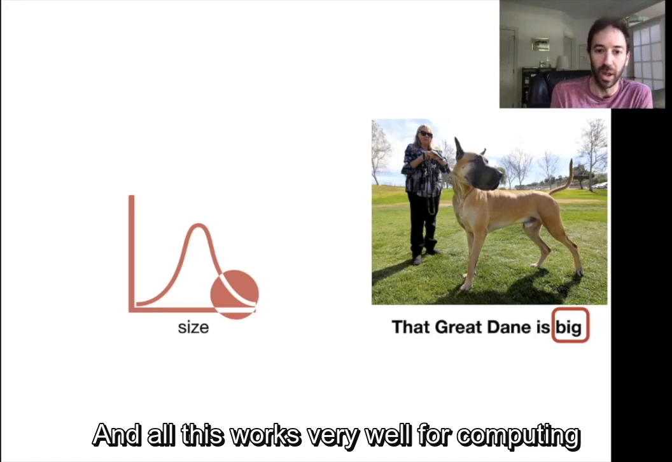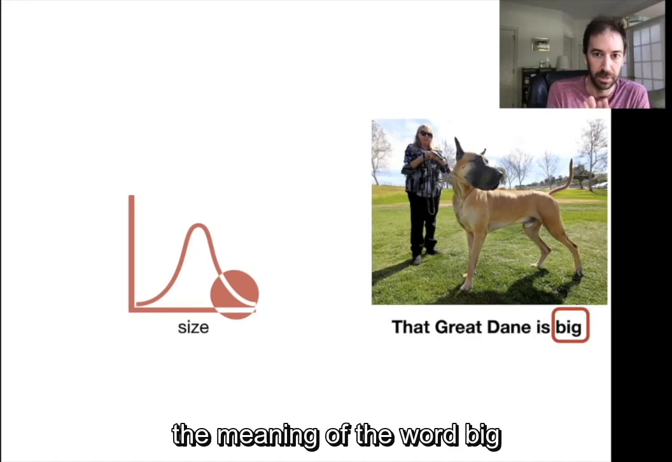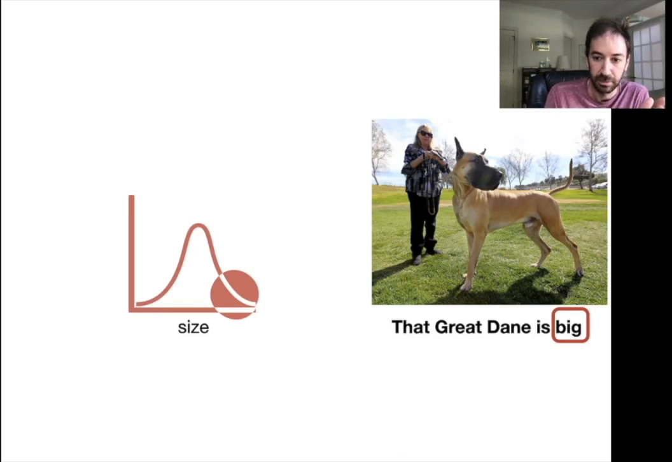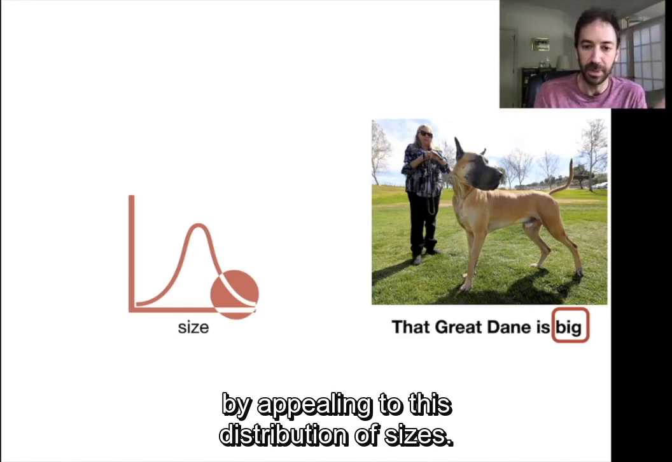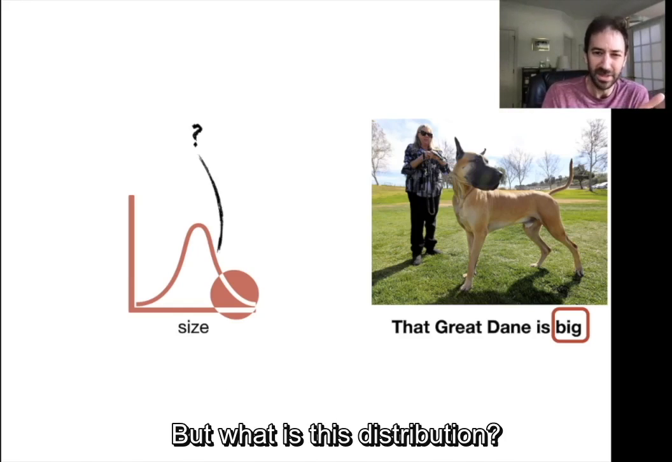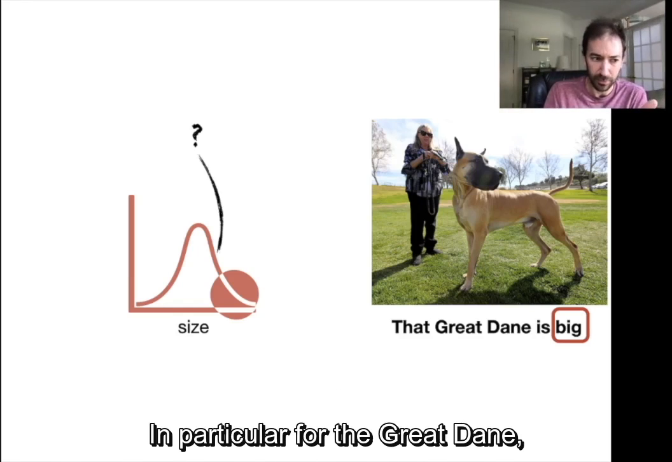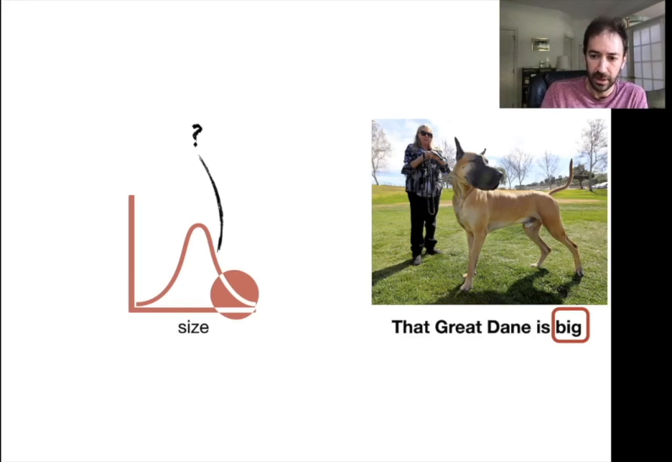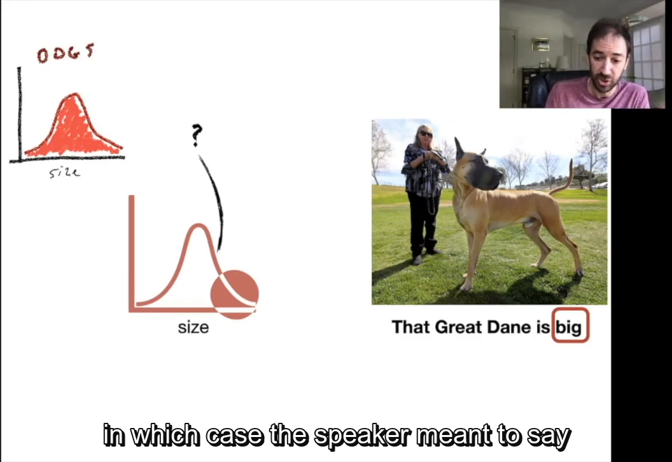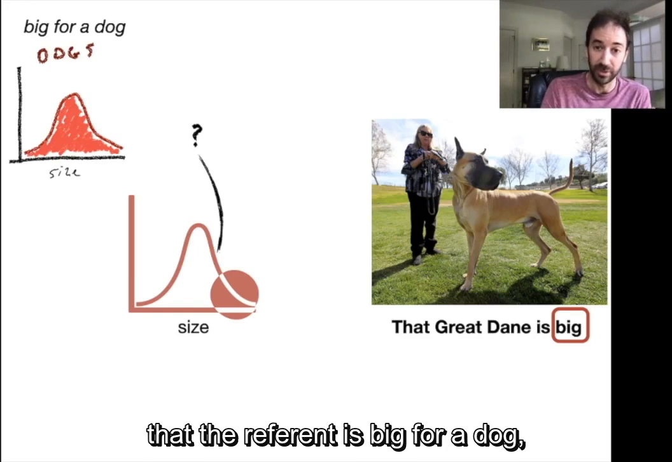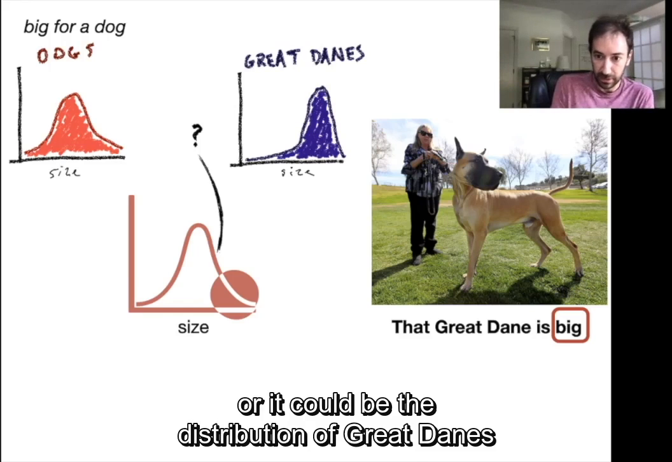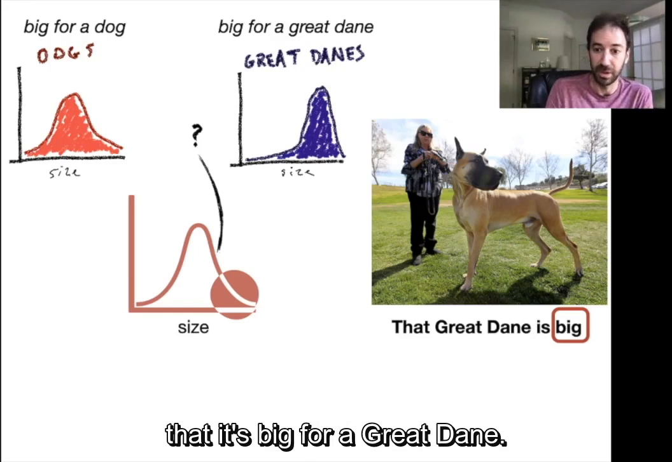And all this works very well for computing the meaning of the word big, but there is a more basic question left unanswered by this analysis. We computed the meaning of the word big by appealing to this distribution of sizes, but what is this distribution? In particular, for the Great Dane, there are at least two very plausible distributions. It could be the distribution of dogs, in which case the speaker meant to say that the referent is big for a dog. Or it could be the distribution of Great Danes, and the speaker might have meant that it's big for a Great Dane.